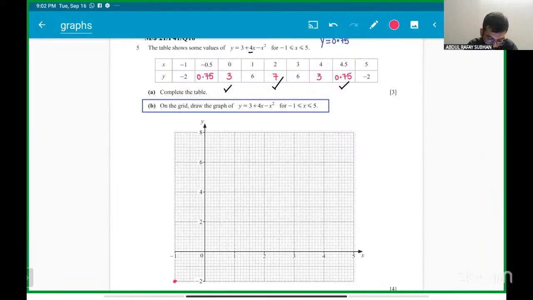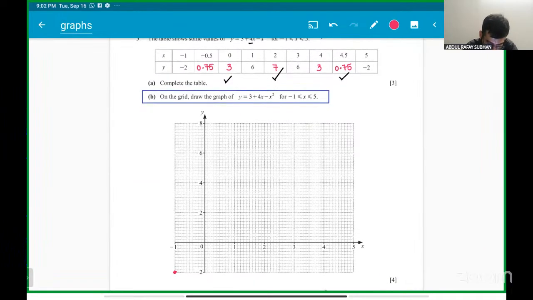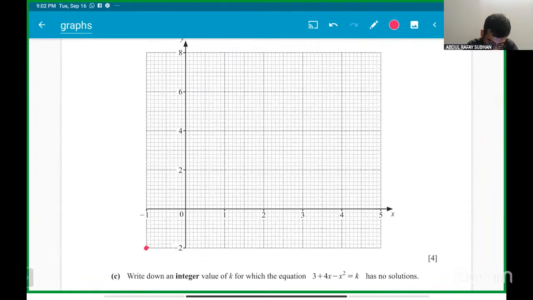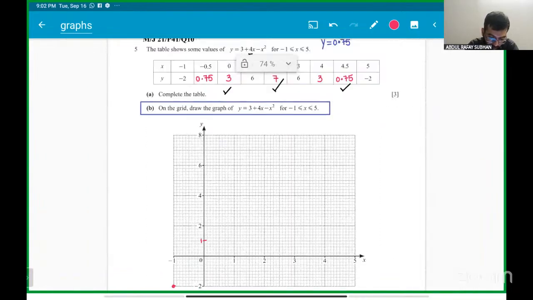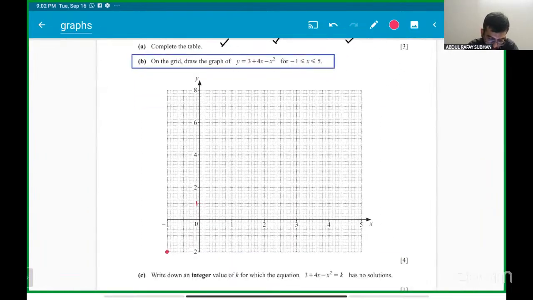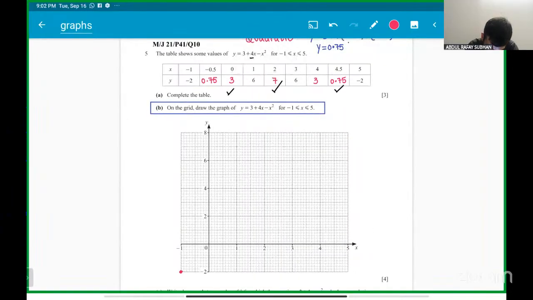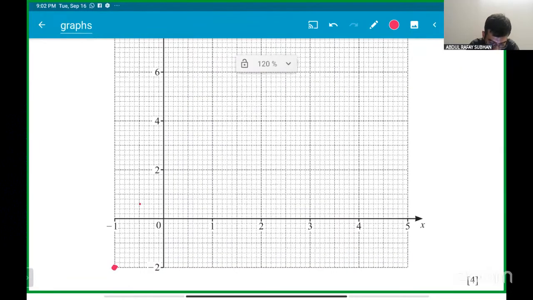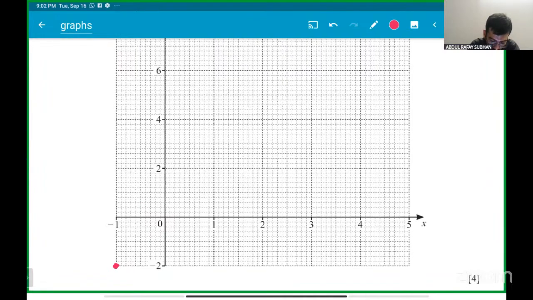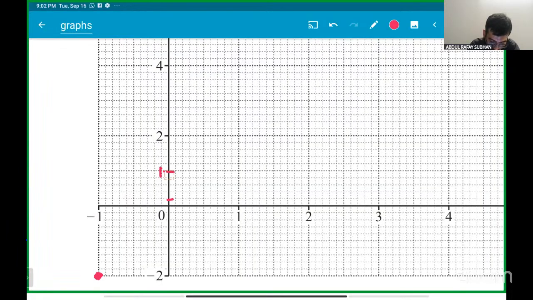When x is negative 0.5, y is positive 0.75. You have to understand how this goes. This is 1 here. So this is 0.2, 0.4, 0.6, 0.8 and 1. So something like 0.7 will be a little bit below here. You can call it 0.75 or 0.8.